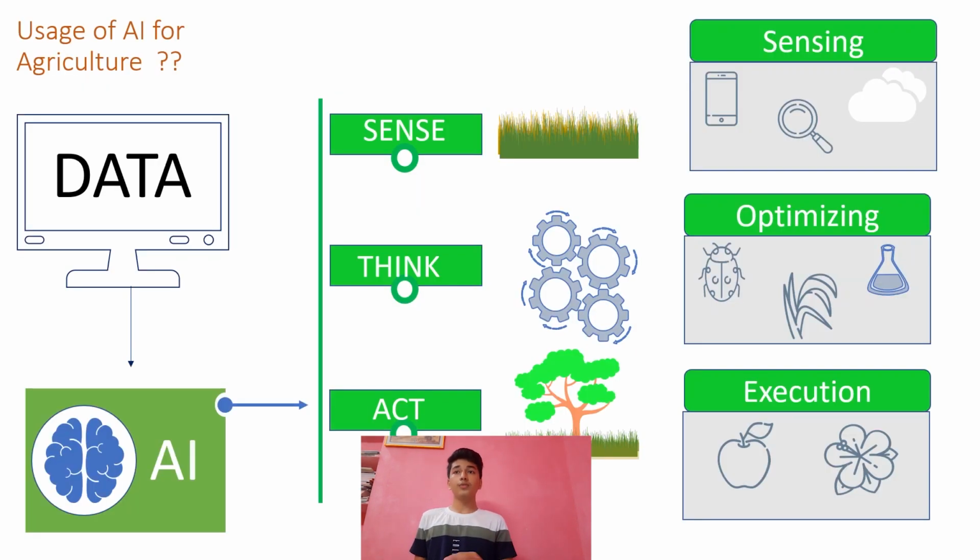Now, what will artificial intelligence do in the same case scenario? Artificial intelligence will sense what the requirements are for the crop to grow. Then it will think on its own what kind of crop we should grow there and execute by telling the farmer to do a specific thing or actually execute the work on its own.